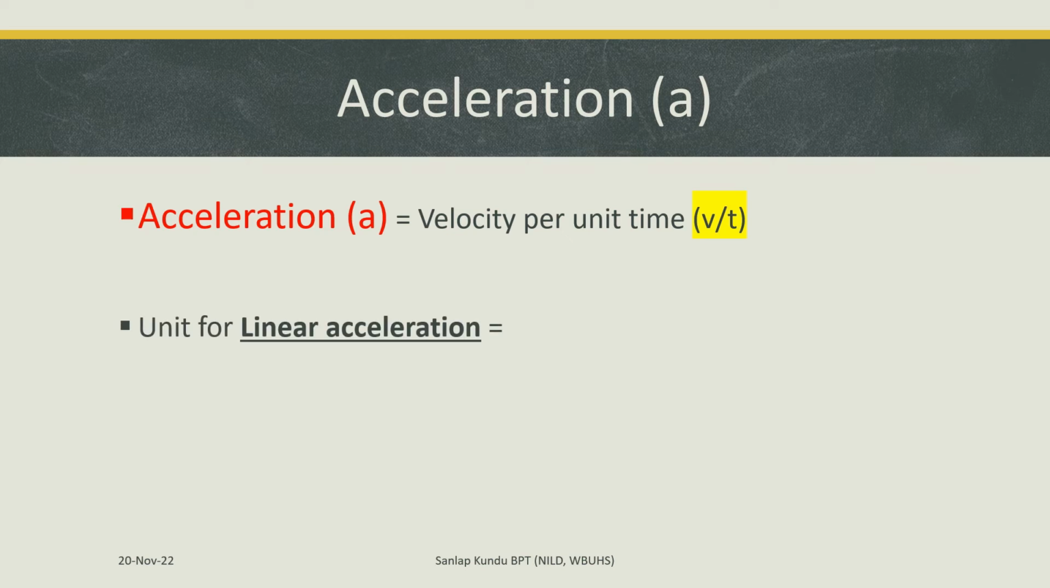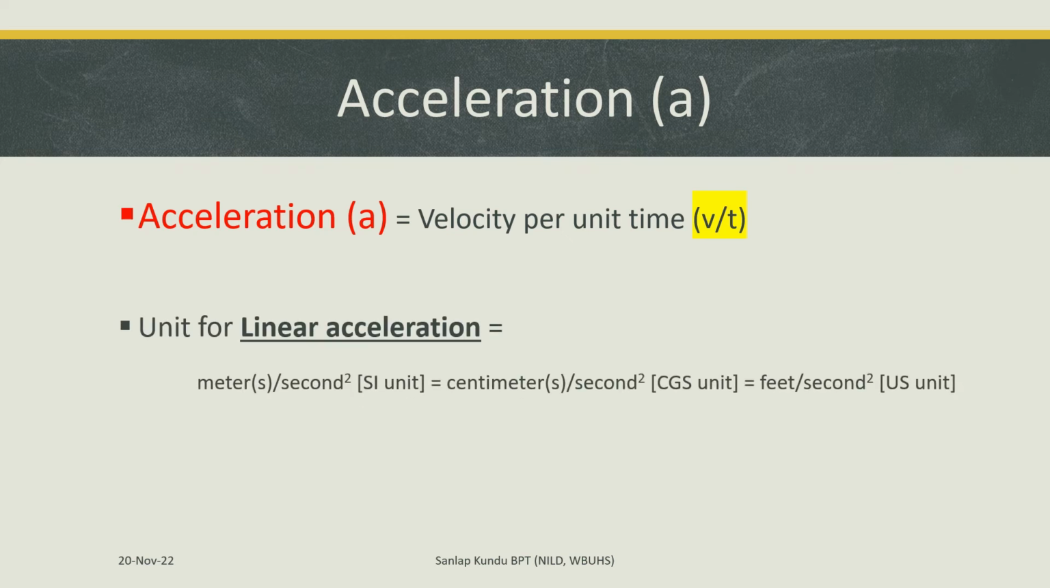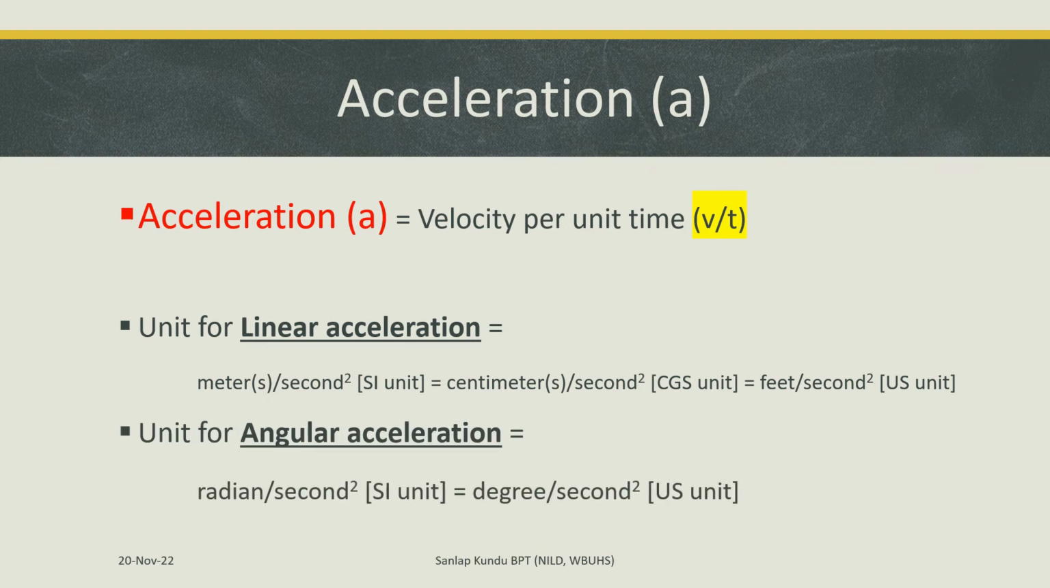Now the unit of linear acceleration is meter per second square in SI unit, centimeter per second square in CGS unit and feet per second square in US unit. Now the unit for angular acceleration is radian per second square in SI unit and degree per second square in US unit.